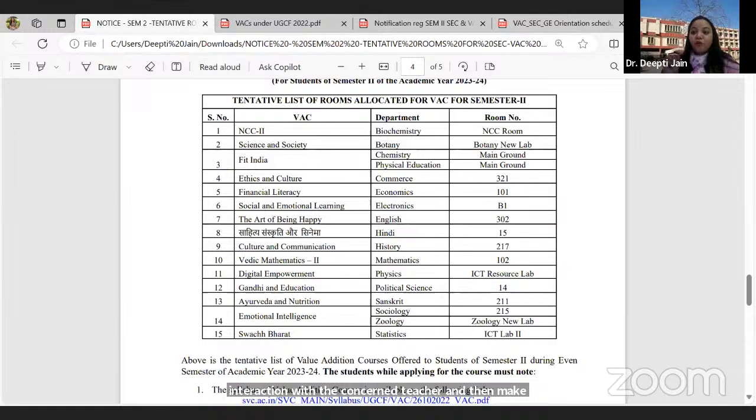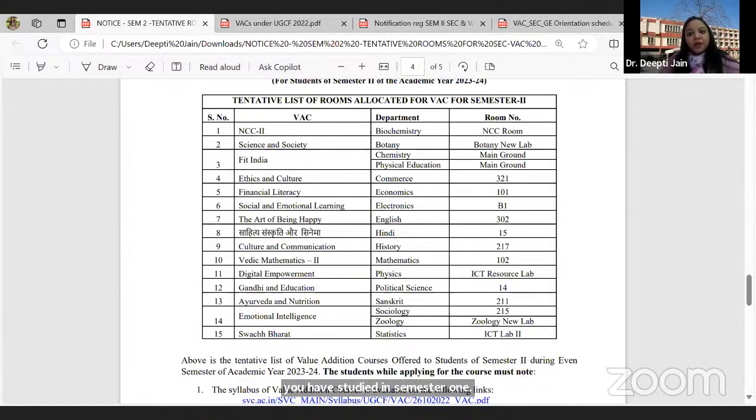Last date to fill up the form is 31st of January. Till 31st January, the form is editable. You can edit the form as many times as you want, but none of your three preferences should match the one you have studied in semester one. You are not allowed to do that.